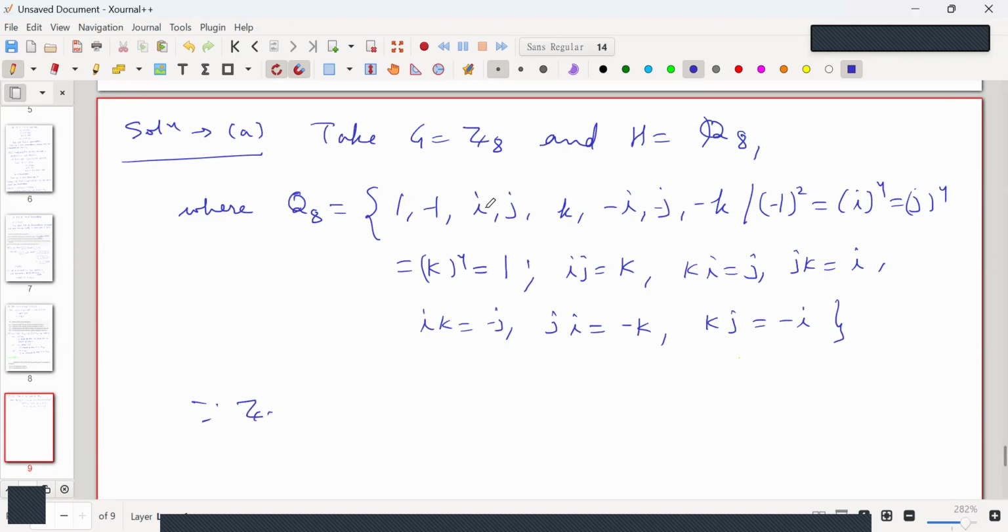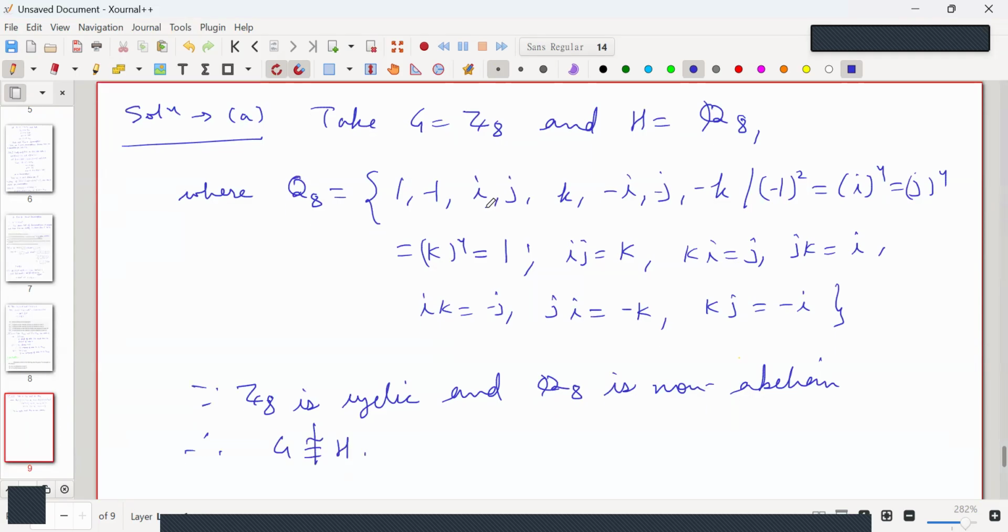Since Z8 is abelian, even cyclic, and Q8 is non-abelian, therefore G is not isomorphic to H. What about the second part?